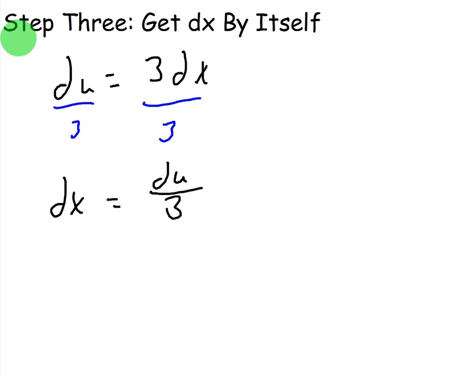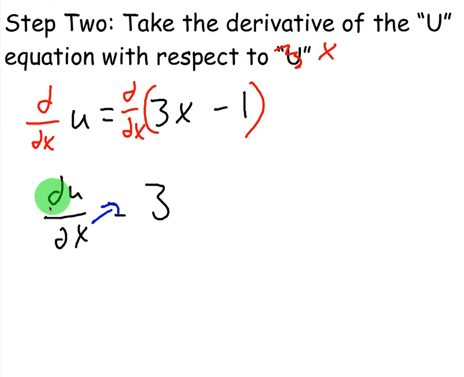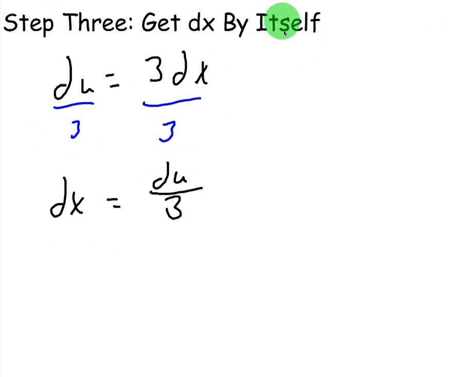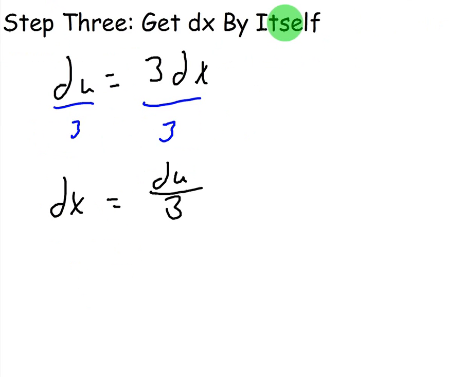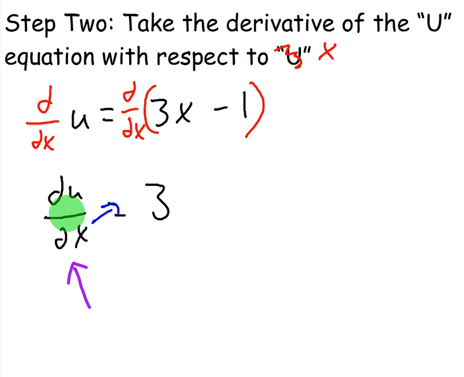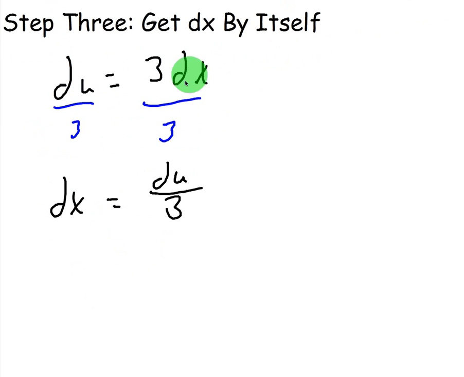Step 3, once you take the derivative, du dx equals 3, you want to get dx by itself. So notice that we have our dx right here. In order to get dx by itself, we will have to multiply both sides of this equation by dx. Another way to think about it is cross multiplication. You'll get du times 1 is equal to 3dx, or just du equals 3dx. Then divide both sides by 3, and now you will have dx is equal to du over 3. So step 3 is equally important. You want to get dx by itself.